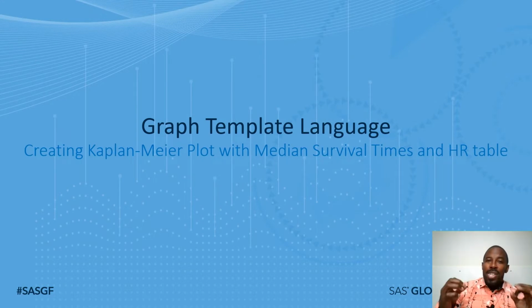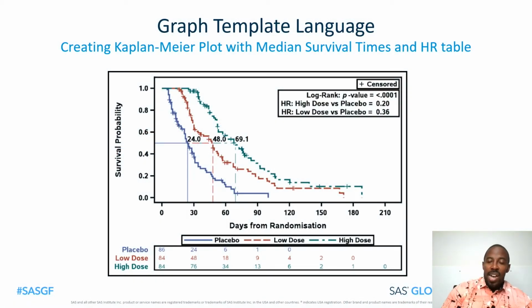Now we'll go deeper into creating the KM curve with GTL. On this slide, there is a KM plot, and you can see the KM curves for each of the 3 treatment groups. The blue curve denotes the placebo group, the low dose group has a red curve, and the high dose group has a green curve.